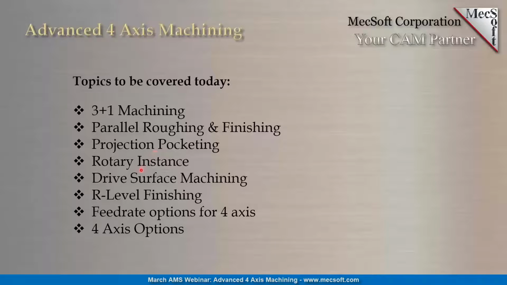And then rotary instancing, which is a pretty nice feature, taking 2- and 3-axis operations and indexing or instancing them to run on a 4-axis machine. Some of the advanced topics are drive surface machining, and then R-level finishing, which is similar to the horizontal finishing analog in the 3-axis world. And then finally, some advanced options like feed rate options for 4-axis. I think there was a question that came up in our last webinar, so we decided we'll address that here. And then 4-axis options as well, some of the UI options and machine control options that we have in the system.